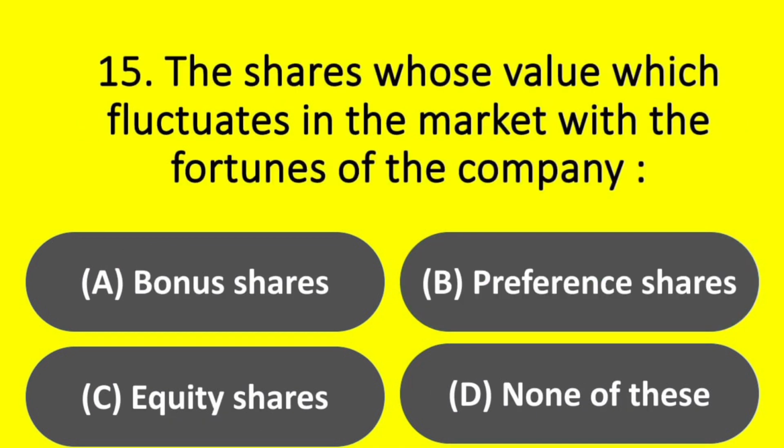The shares whose value fluctuates in the market with the fortunes of the company are: option A, Bonus shares; option B, Preference shares; option C, Equity shares; option D, None of these. Answer: option C, Equity shares.